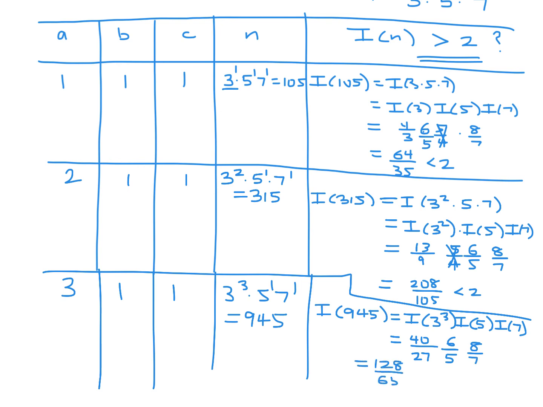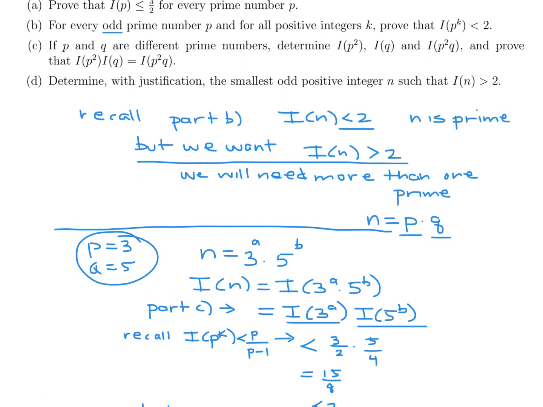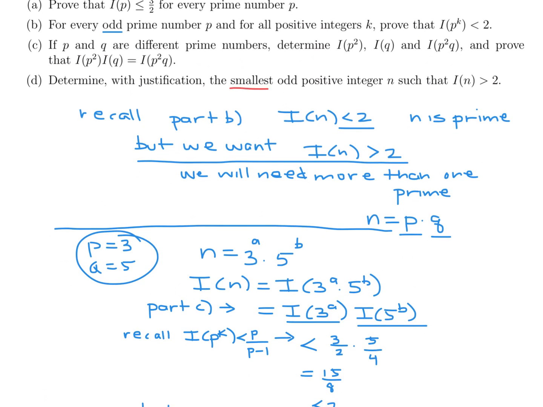And this is indeed finally greater than 2. So we got it. And that is for 945, and all other n's for which this property holds true would be bigger than 945. So what was the smallest odd positive integer n? That was 945. And that completes this question.